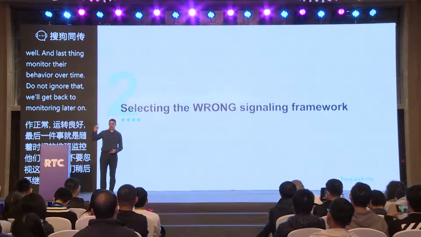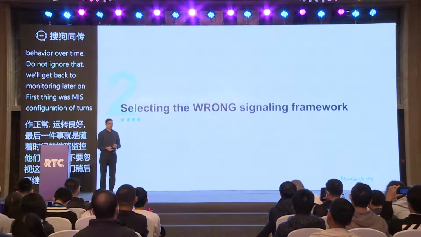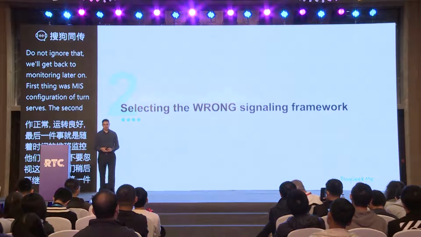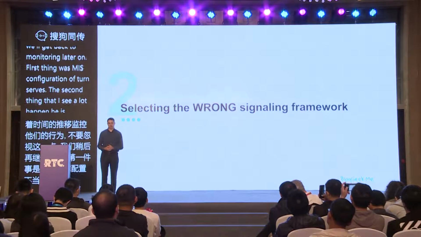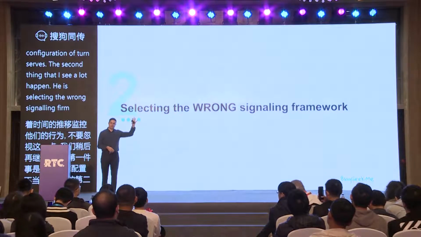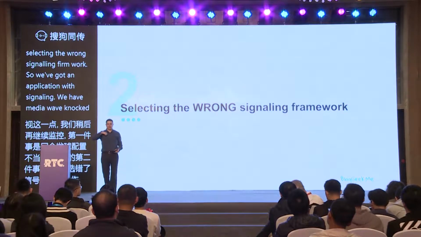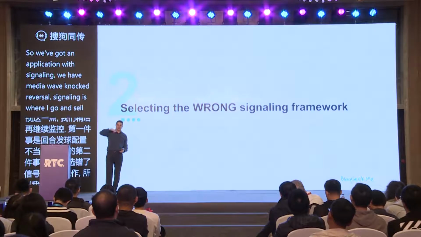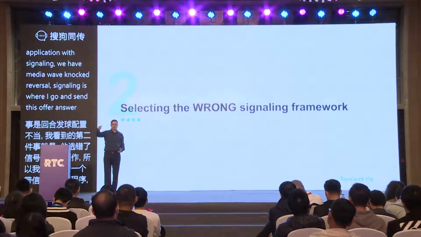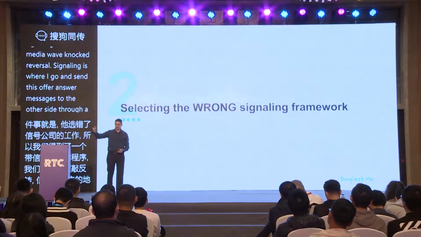First thing was misconfiguration of turn servers. The second thing that I see a lot happen is selecting the wrong signaling framework. So we've got an application, we have signaling, we have media, we have NAT traversal. Signaling is where I go and send these offer-answer messages to the other side through a signaling server.